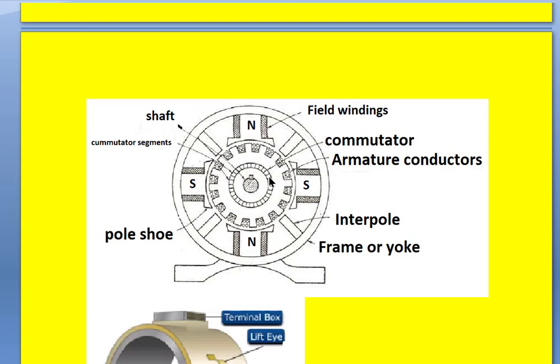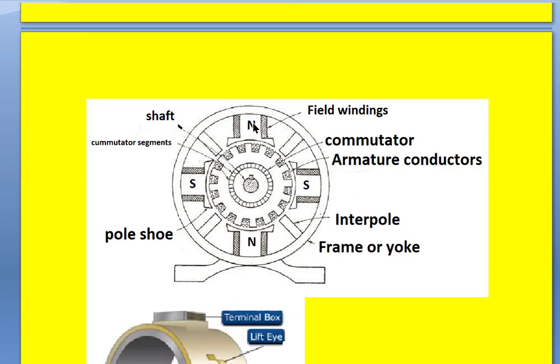On this shaft, this armature core is placed and armature core carries the armature conductors, and on the same shaft there is another segment that is called commutator. So this commutator is electrically connected to the armature conductors, and on the commutator brushes are also placed.